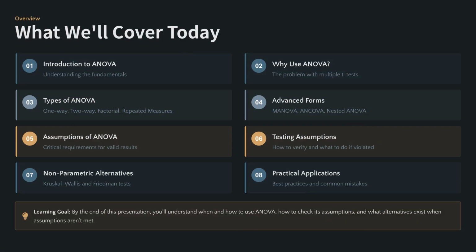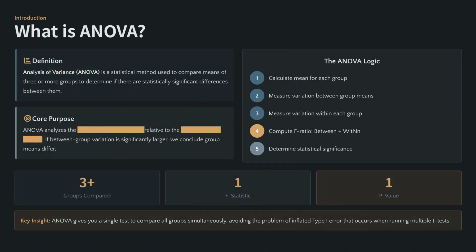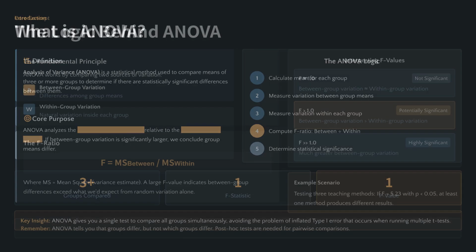We'll start with an introduction to ANOVA, discuss why it's necessary, and explore its various types, including advanced forms like MANOVA and ANCOVA. We will then focus on the critical assumptions of ANOVA, how to test them, and what non-parametric alternatives exist when assumptions are violated. Our goal is to equip you to use ANOVA correctly and confidently. We begin with Chapter 01, Introduction to ANOVA, covering the fundamental principles of analysis of variance.